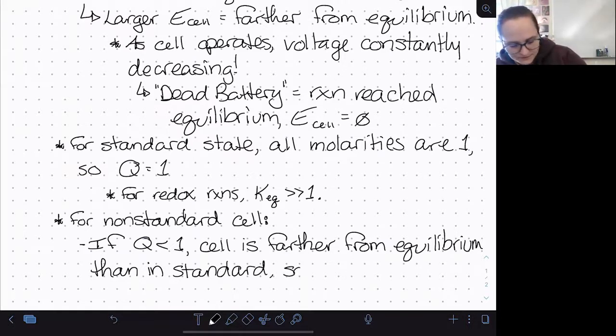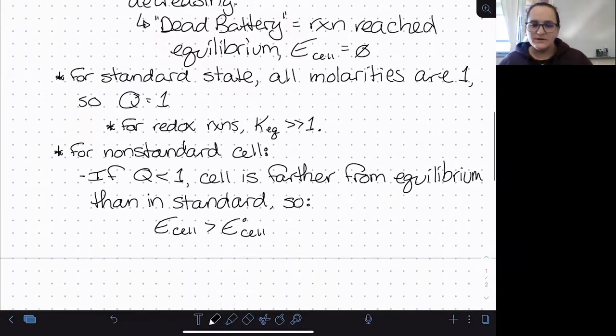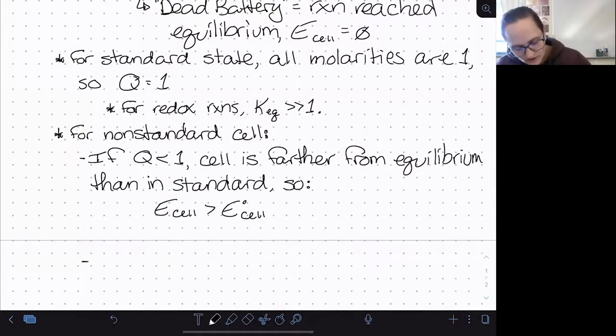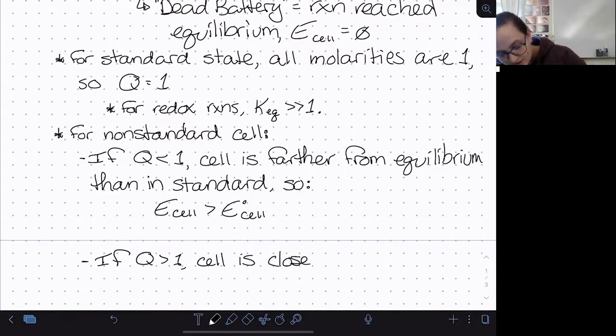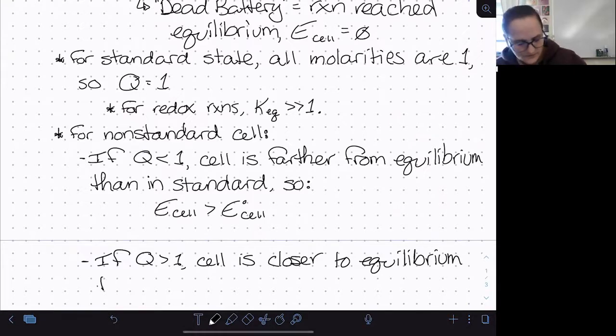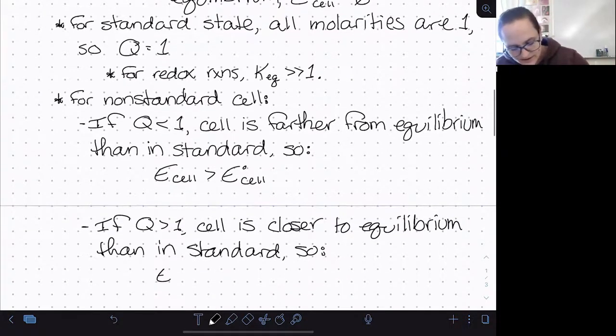Which means our potential for the non-standard cell is going to be greater than the potential for a standard cell of that same reaction. If our concentrations are such that Q is greater than one, so now if at the standard state we have K is huge and Q is one, our non-standard cell Q is larger, that puts us closer to equilibrium, which means there's a smaller difference. So our non-standard potential is smaller. So here our non-standard cell is closer to equilibrium than in the standard cell. So our non-standard potential is less than the standard potential.